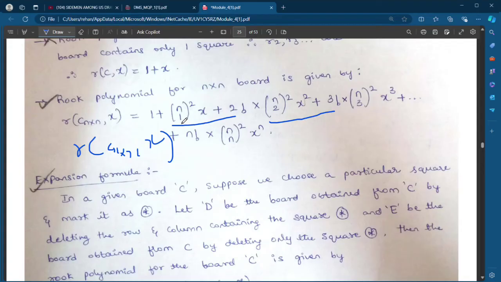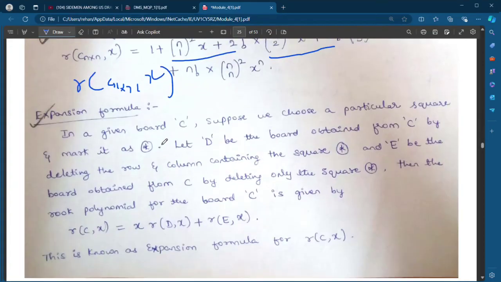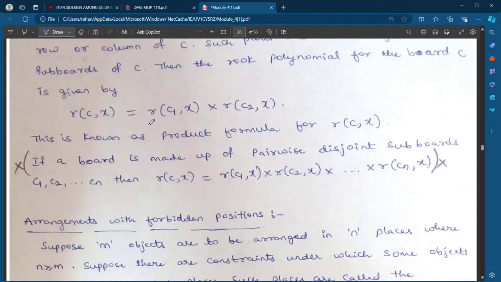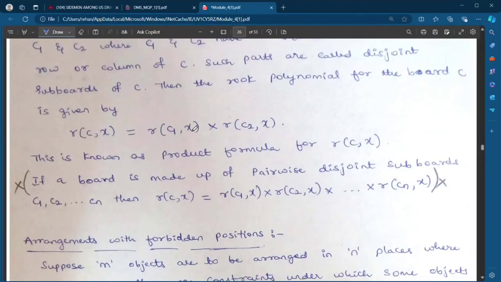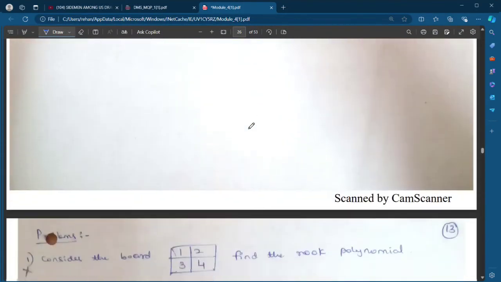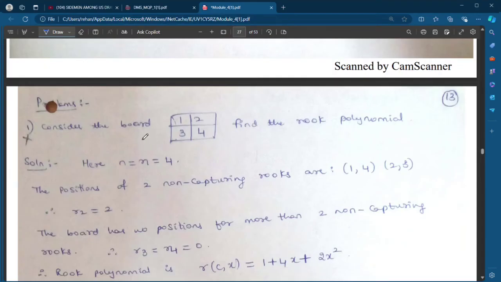So here only the same thing is happening. The square is as it is. The 1 will become 2, 3, 4, and so on up to n. The x goes to x square, x cube, x power 4, and so on up to x power n, into 2 factorial. So it is increasing as 2 factorial, 3 factorial, 4 factorial, and so on up to n factorial. I'll just leave out the product formula. Okay, so R of C, x is equal to R of C1, x into R of C2, x. Arrangements of forbidden positions, so many things are there.